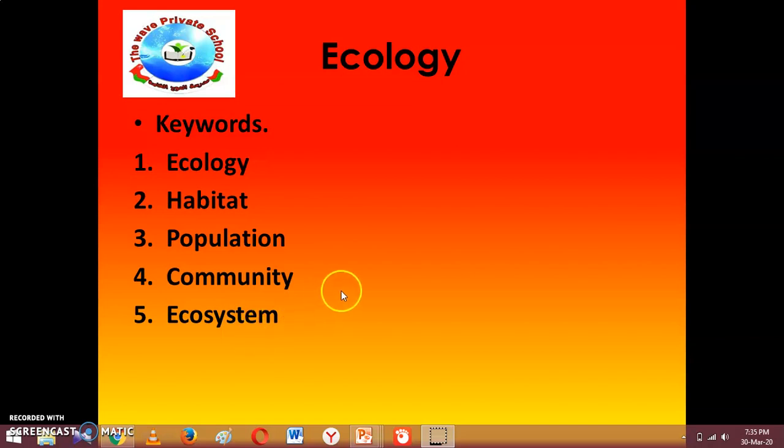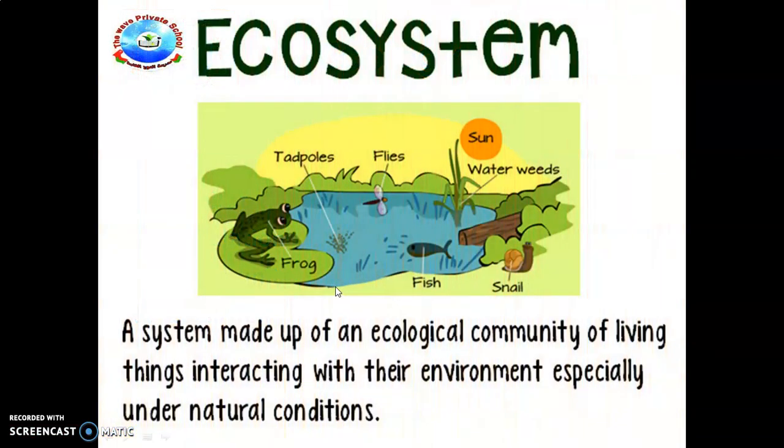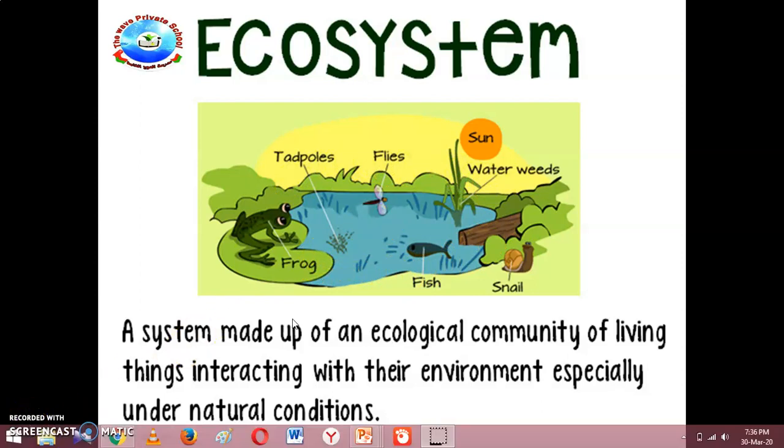So just look at the picture. This is the ecosystem of a pond. Here you can see the frog, fish, snail, water weeds, flies and tadpoles. A system made up of an ecological community of living things interacting with their environment, especially under natural conditions. So here you can see all the living things are playing its own role. But for all these organisms, the only source of energy is given by the sun.